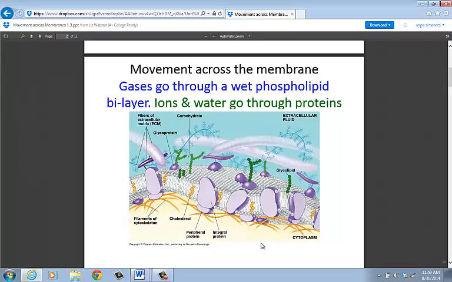Gases, like carbon dioxide, water, those are gases, and they're going to diffuse across that phospholipid bilayer. Ions, however, if you see an Na plus charge or a H plus or something that has a plus or a minus attached to it, that is an ion, and that and water have to go through the proteins. And remember, we talked about those proteins, the protein channels.